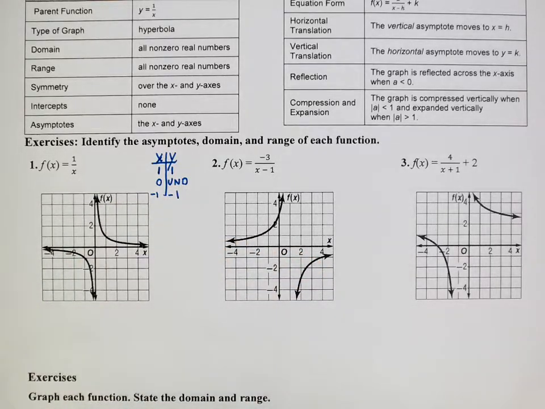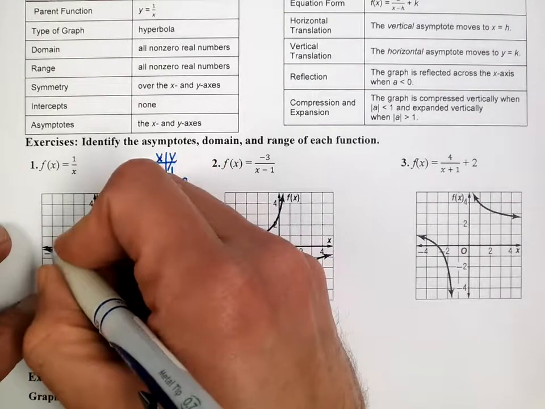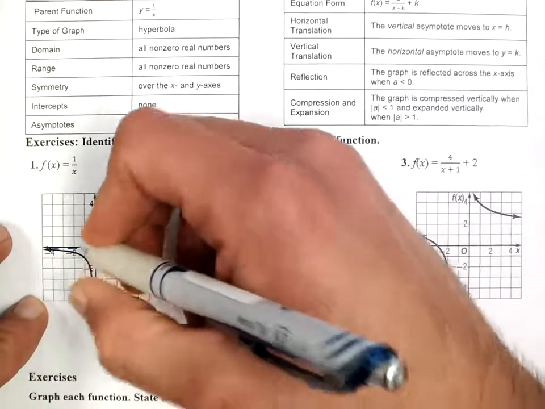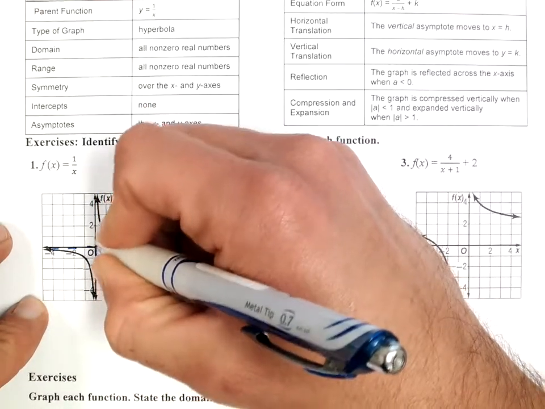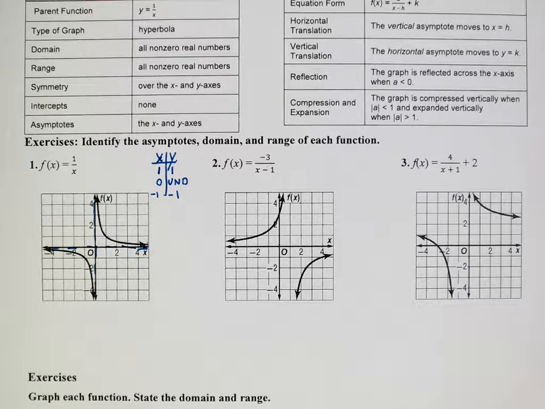All right, so that's partly what creates this vertical asymptote. That's what creates that, okay? And the horizontal asymptote, we're going to talk about more in detail about what that means and how to find it, but for now all we're going to do is this.